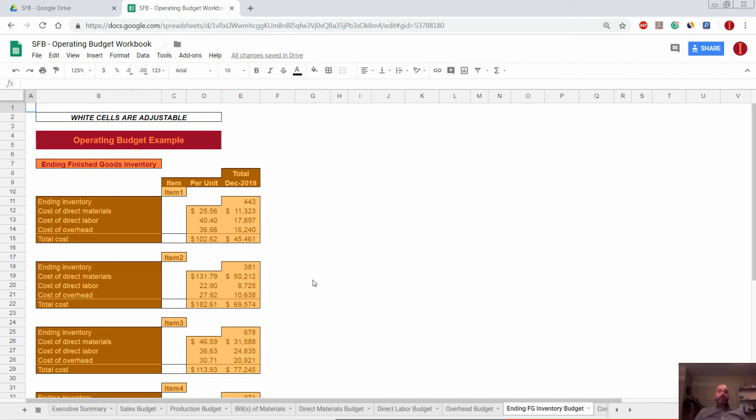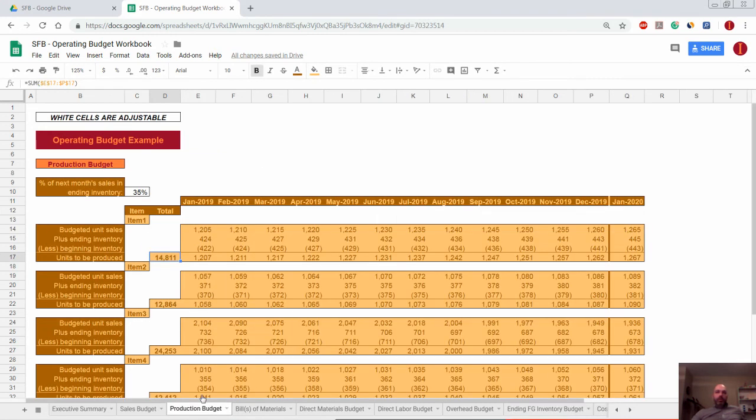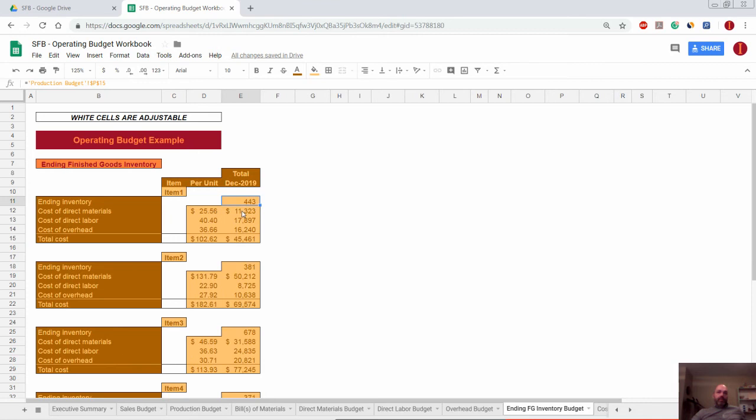So we want to plan then for what our finished good inventory is going to be at the end of the year and what its value is going to be. So we're looking at December of 2019 totals, and we pull all this information. Our ending inventory, which should come from the production budget, 443. Ending inventory, okay. Cost of direct materials in December, direct material budget.